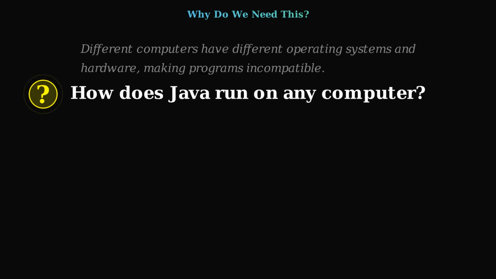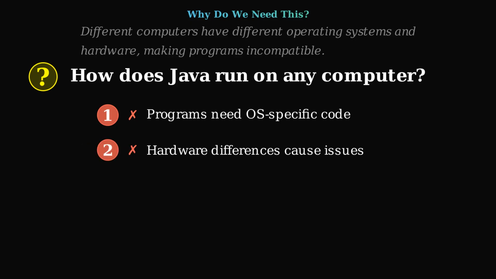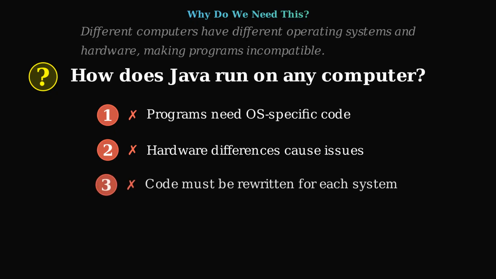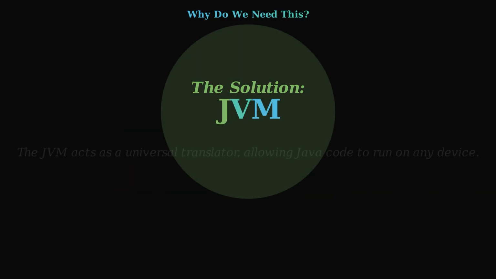How does Java run on any computer? Programs need operating system specific code. Hardware differences cause issues. Code must be rewritten for each system. The JVM acts as a universal translator, allowing Java code to run on any device.